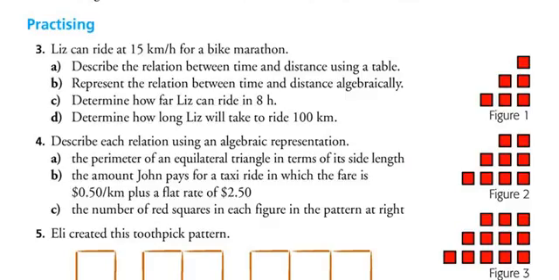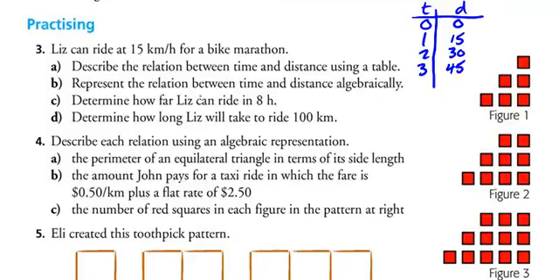In question 3, it says Liz can ride at 15 kilometers an hour for a bike marathon. Describe the relation between time and distance using a table. So if we use a table, we could say that when time is 0, the distance traveled is 0. When time is 1, she's traveled 15 kilometers. When time is 2, she's traveled 30 kilometers. When time is 3 hours, she's traveled 45 kilometers.